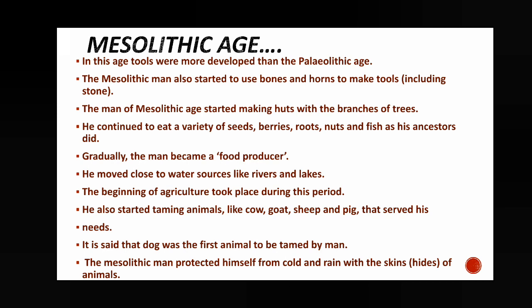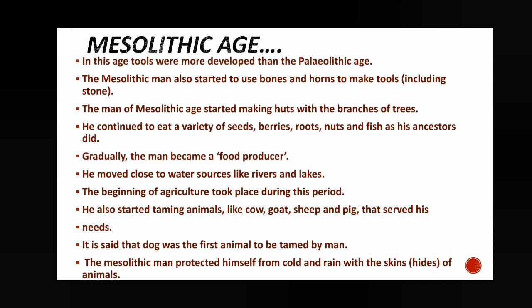The man of Mesolithic age started making huts with the branches of trees. It is also another difference. In the Paleolithic age, I have told they were living in the caves, beneath the tree, on the branches of the tree. That type of houses were there. These are not called houses, these were called shelter.